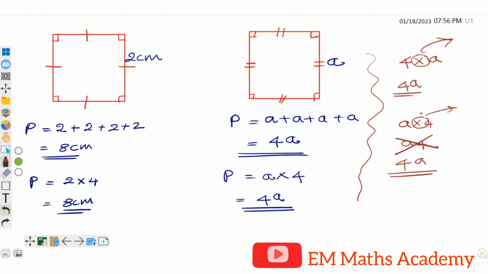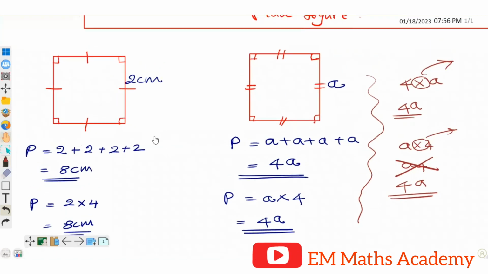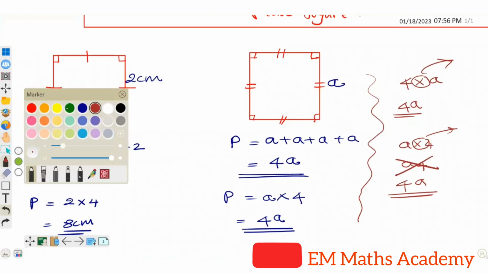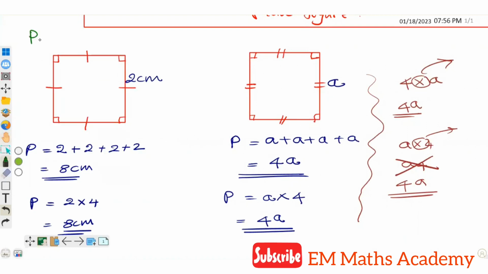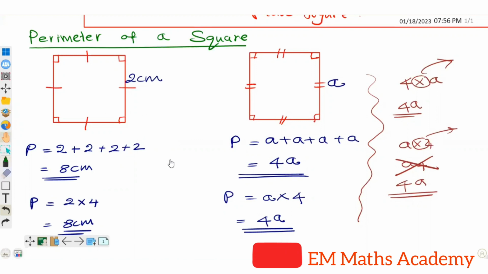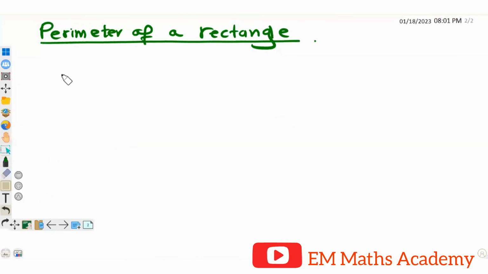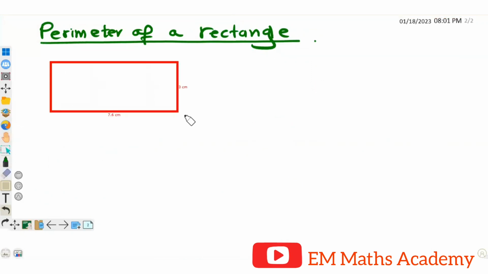Those little things, sometimes you have doubts, then you can write those things. Okay, then I think you haven't written this. Write the subtopic, perimeter of a square. Perimeter of a square. Right. Then draw a rectangle.